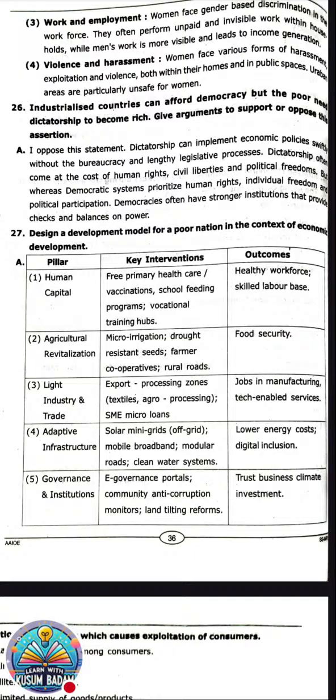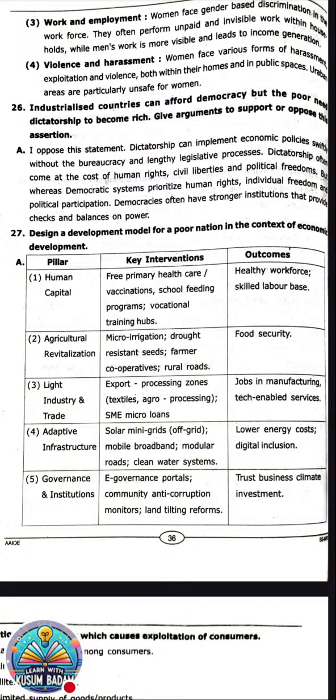The last point is governance and institutions: e-governance portal, community anti-corruption monitor, land tilling reforms. So here, land tilling reforms. If you remember, in nationalism some points will come where there were huge landlords. They were making everyone only laborers. They were not letting anyone start work or have their own lands. Then ultimately during the freedom struggle, their lands were seized, which is called the Land Tilling Act.